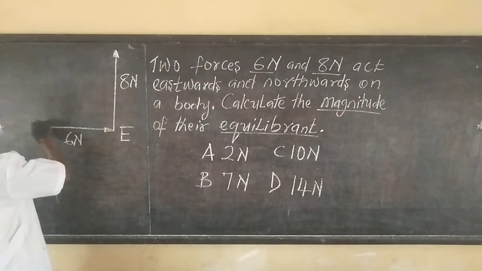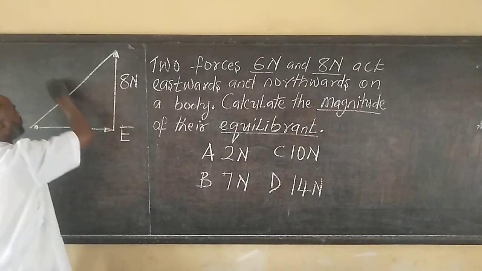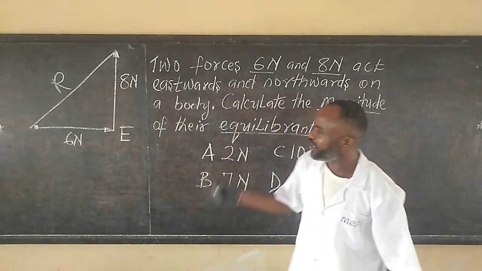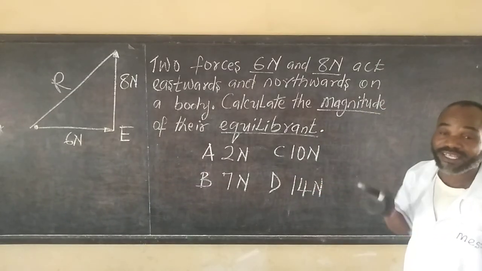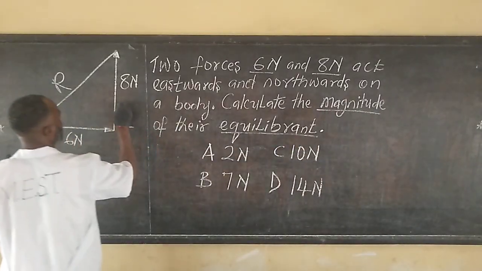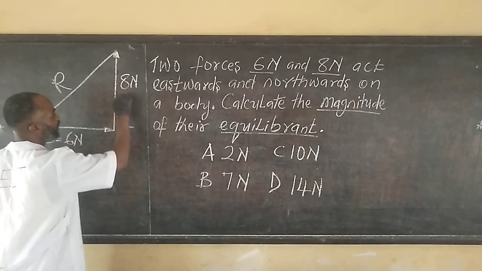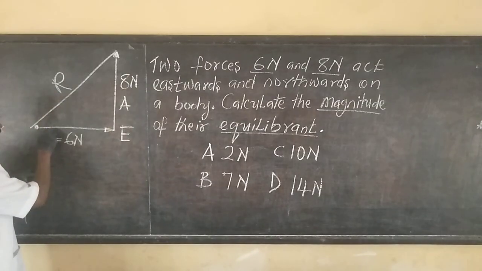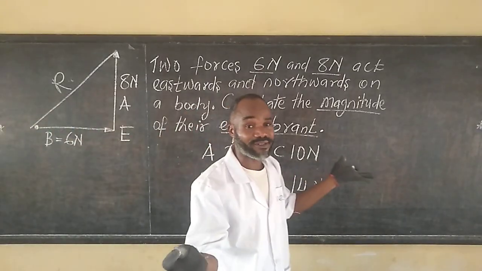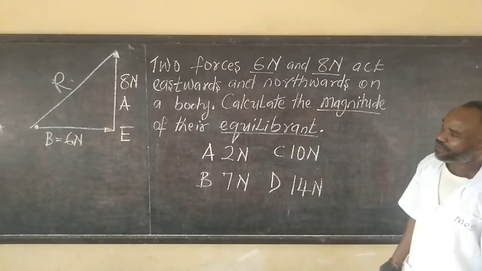So what do we do? We close this. The resultant must be somewhere here, so this becomes R. If we have this, what should come to our mind in the first place? Pythagoras theorem. We can say this is A, the first force, and this is B, the second force, and the resultant force is R. Once we find the resultant force, we have also found the equilibrant.